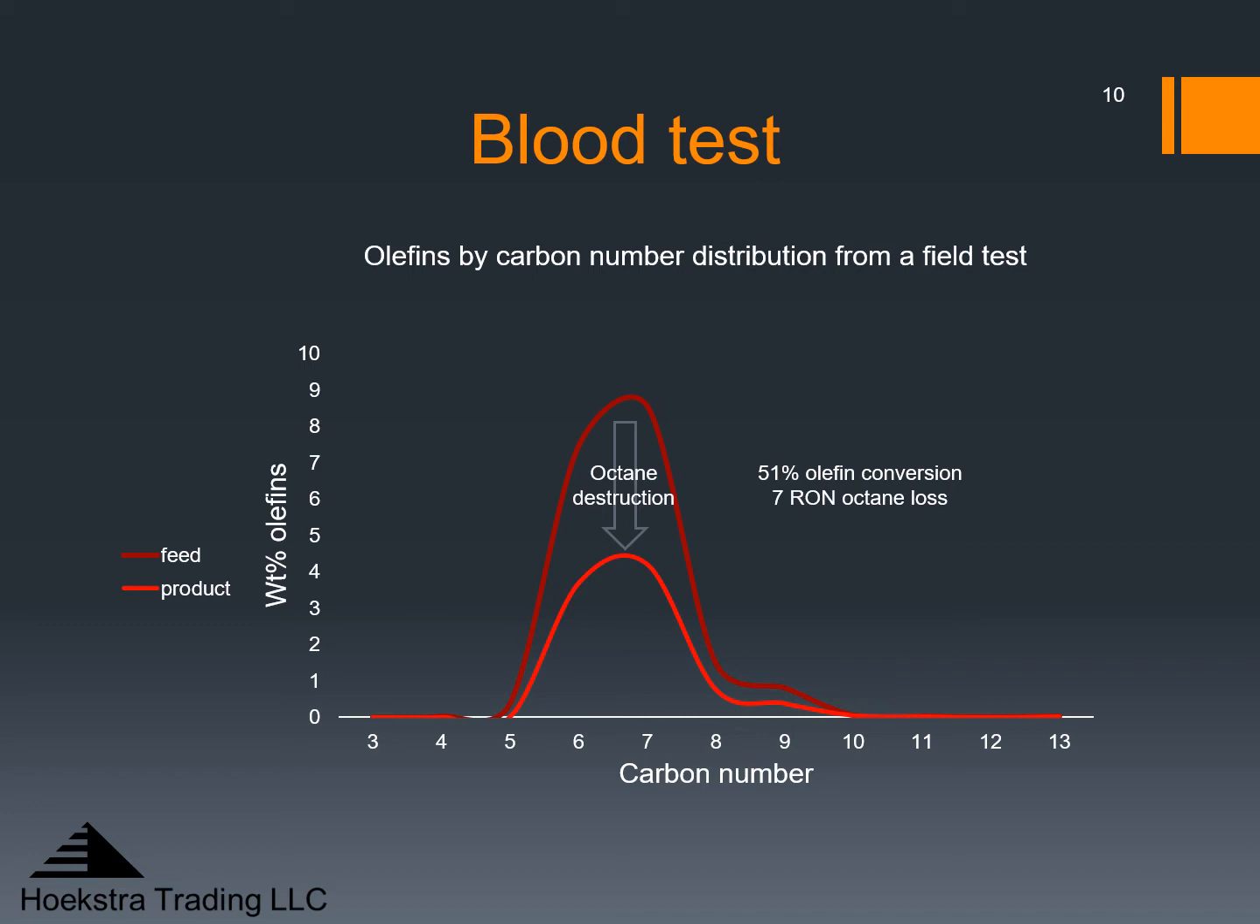In this field test, 51% of the FCC olefins were converted to alkanes, causing 7 RON octane loss. The blood test shows precisely the chemistry that is causing octane destruction. Most of the U.S. octane supply is produced in cat crackers. If you destroy half your cat cracker gasoline olefins, that destroys a large part of your refinery's octane barrel production capacity.